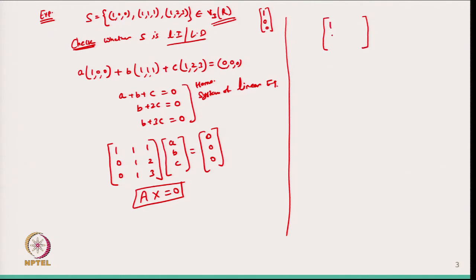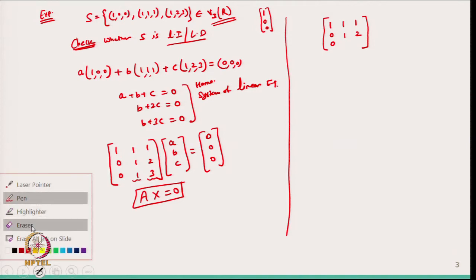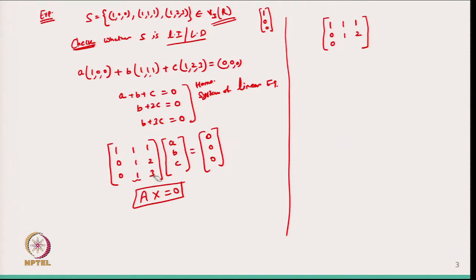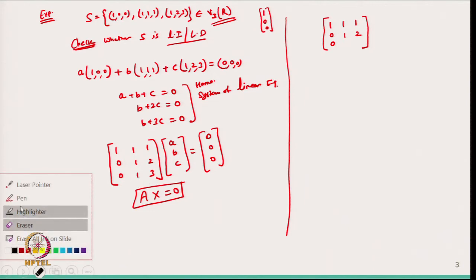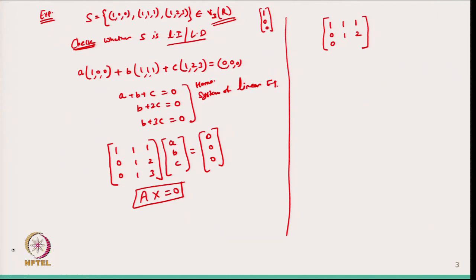So, I will get 1 0 0. So, 1 1 1 2. Now, I have to make this element and this element, so basically I just want to make this element 0. And this one I can do just by multiplying.